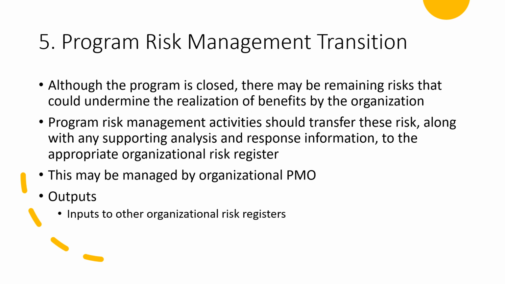The fifth and final supporting program activity as part of program closure phase activities is program risk management transition. Although the program is closed, there may be remaining risks that could undermine the realization of the benefits by the organization. Those risks also need to be transferred along with your knowledge transfer. Program risk management activities should transfer these risks along with any supporting analysis and response information to the appropriate organizational risk register. This may be managed by the organizational PMO. The outputs of program risk management transition are going to be inputs to the organizational risk registers.